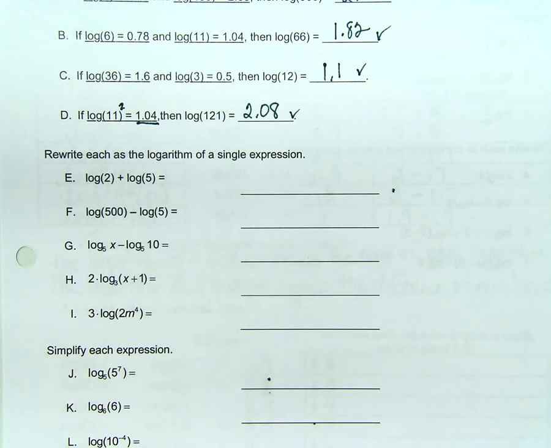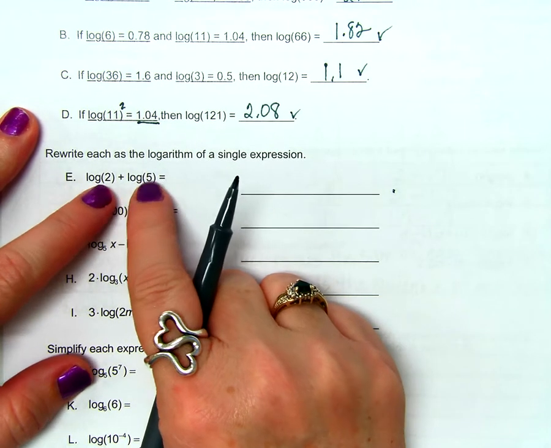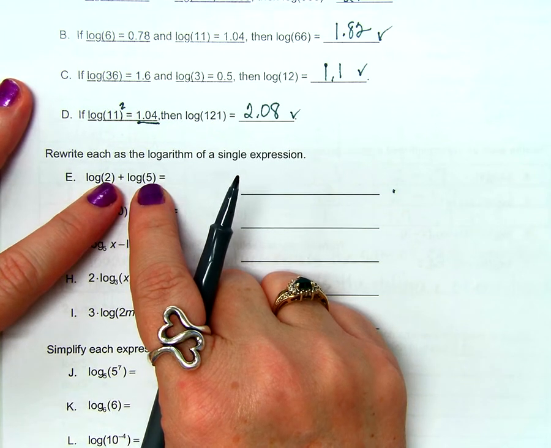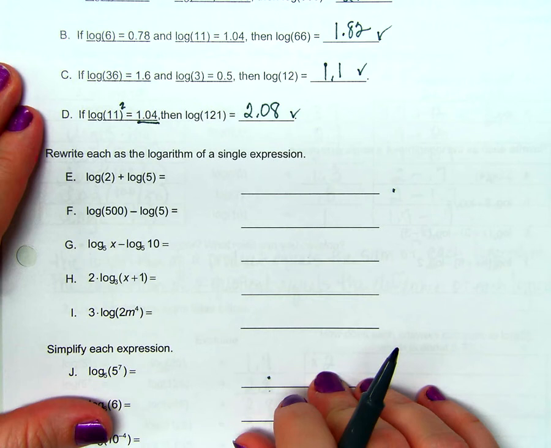Okay. So let's take a look at E. Rewrite each as the logarithm of a single expression. What does that mean? How many times do I want to write the word log? Once. Okay? If I am adding these two logs together, what do I do with their arguments? Multiply them. Does anybody know what 2 times 5 is?